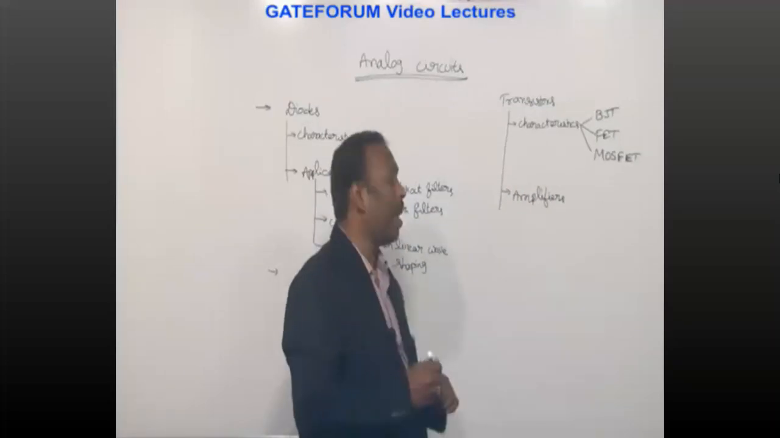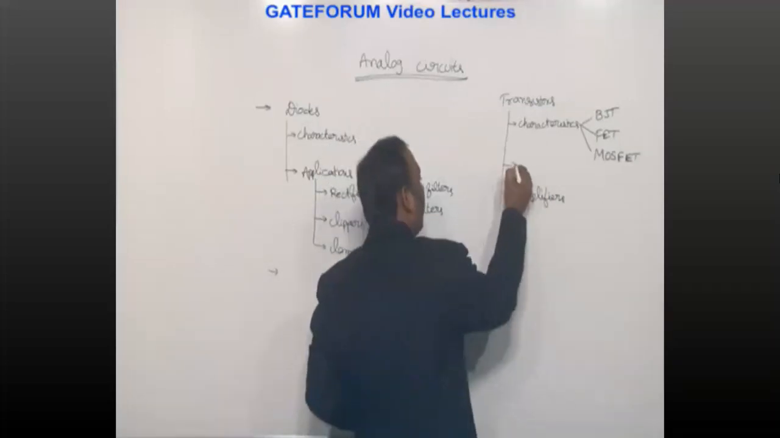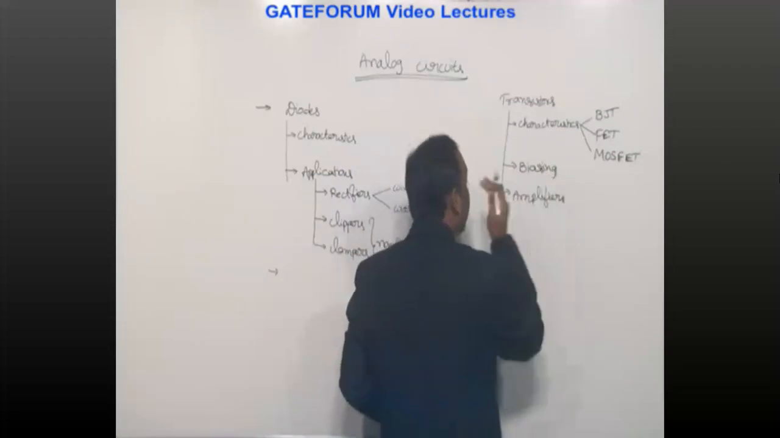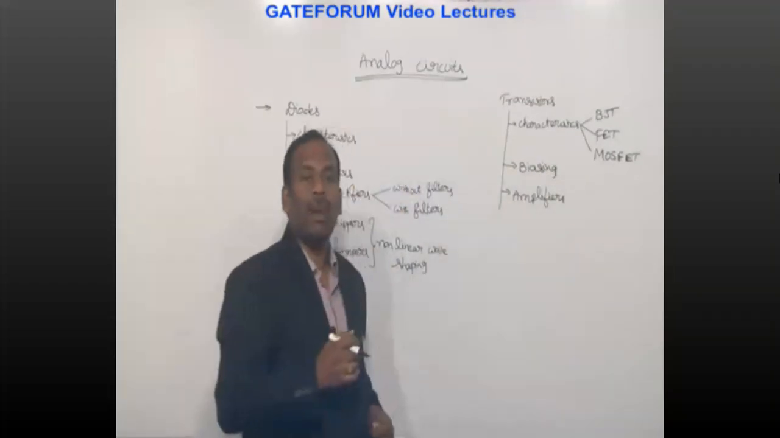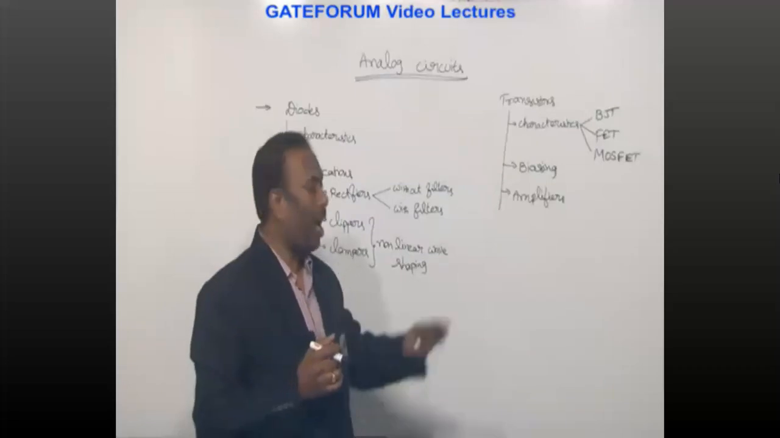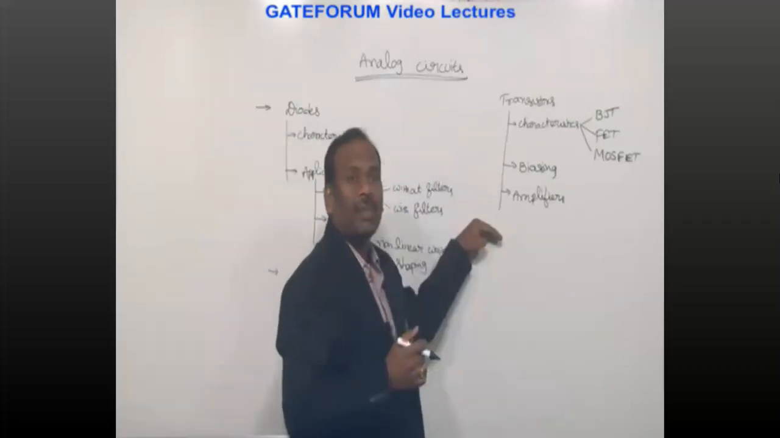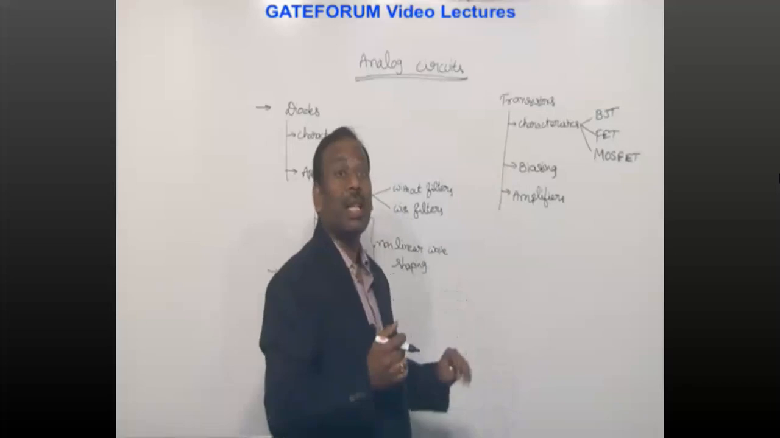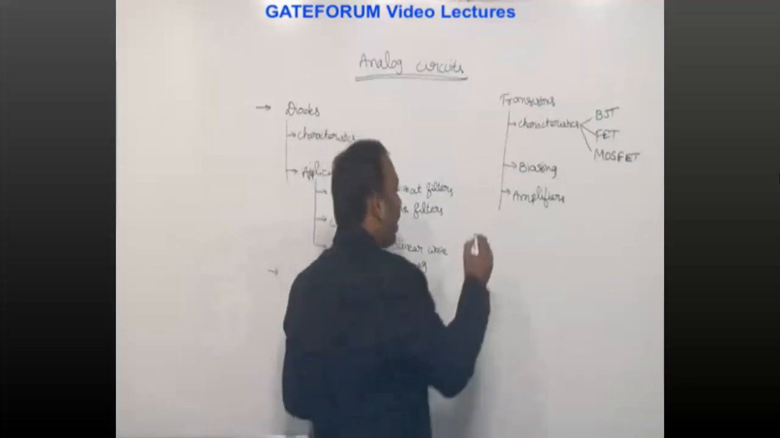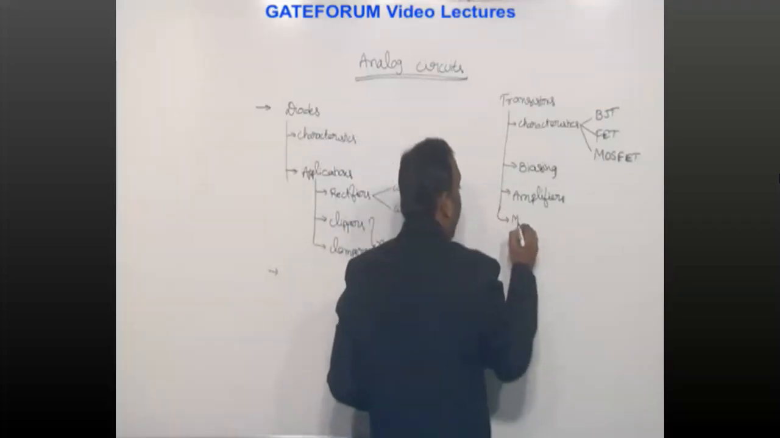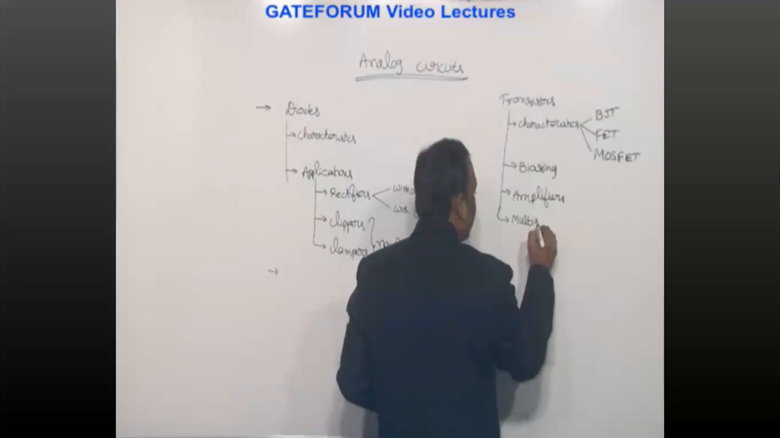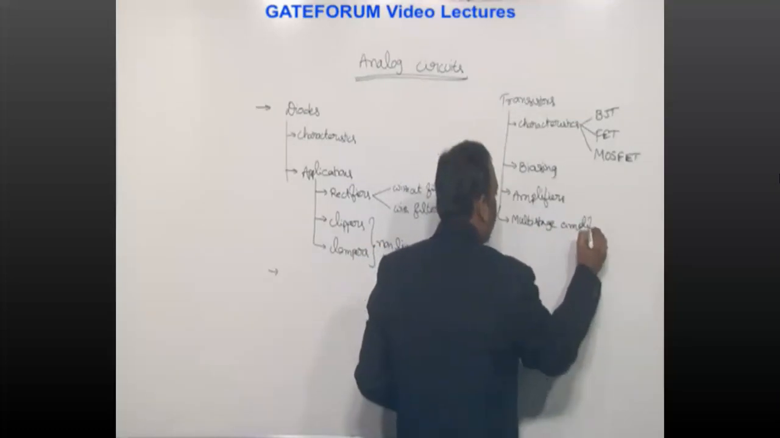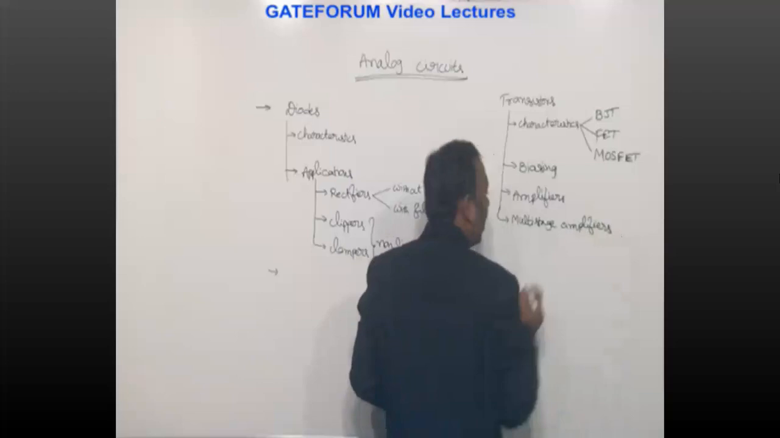We have to see BJT amplifiers, JFET amplifiers, MOSFET amplifiers. Before seeing these amplifiers, we have to go through the biasing. Biasing of BJT, biasing of FET. We have to see the biasing, then comes amplifiers. Here we are going to see BJT amplifiers, FET amplifiers, MOSFET amplifiers. Then comes multi-stage amplifiers.